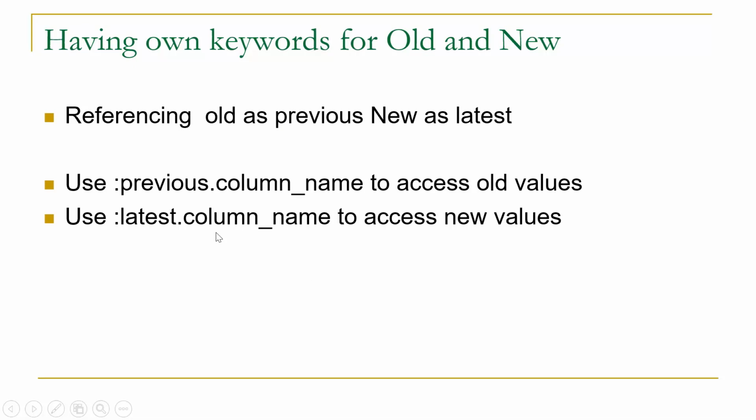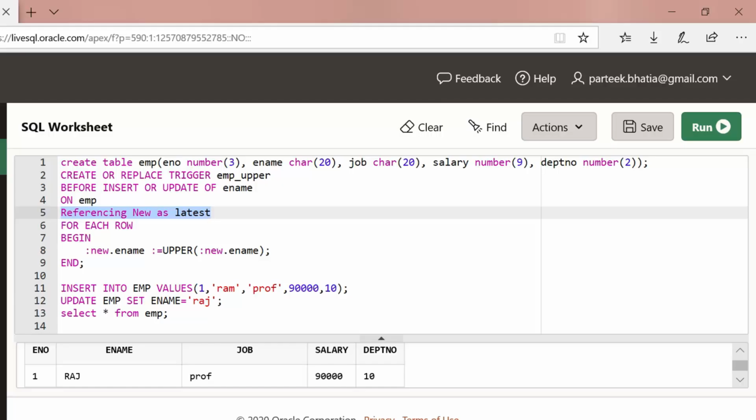As discussed in our previous session, we can also give our own names to these correlation variables old and new. Now let us give our own name to the correlation variable new in this case. For this we have added this referencing part in the trigger code by writing referencing new as latest. It means now instead of using :new, we have to use :latest. Let us update this.